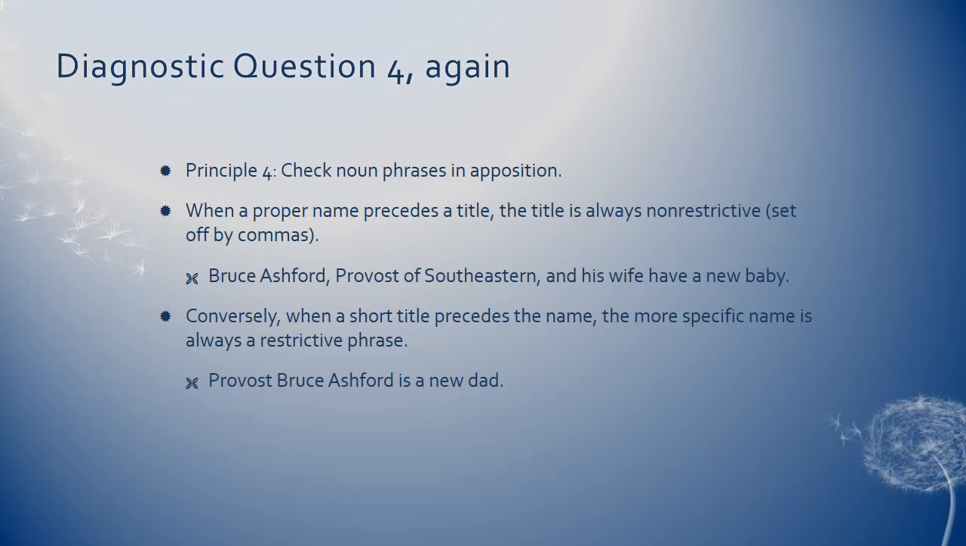Let's apply diagnostic question 4 with a different but common situation. The principle, again, is to check the noun phrases in apposition. When a proper name precedes a title, the title is always non-restrictive. It's set off by commas. Example: Bruce Ashford, provost of Southeastern, and his wife have a new baby.